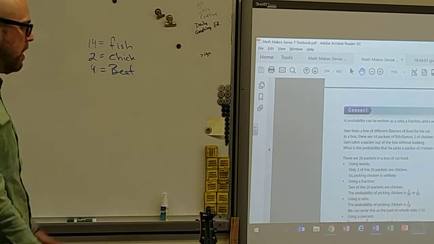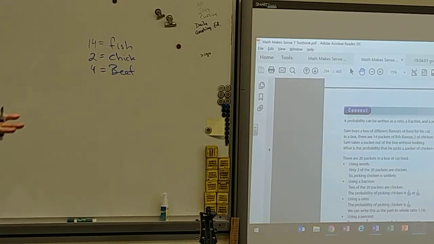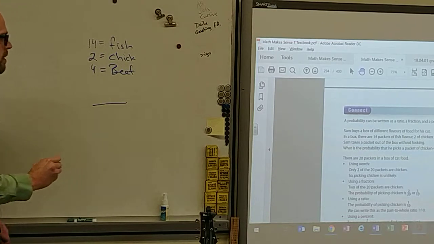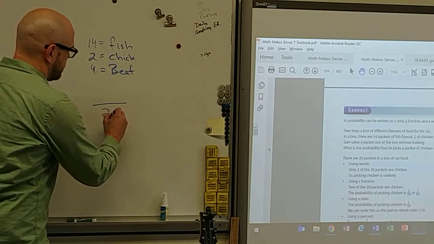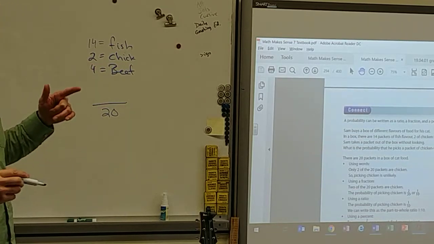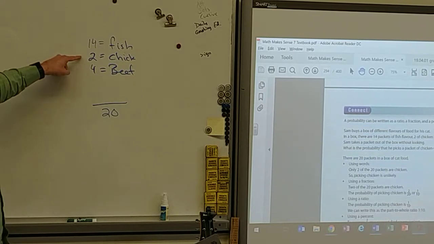What do you think? What are the odds of having a chicken flavor? I'm gonna think out loud while some of my students think about this. Especially Otto there. Otto's always thinking. Here we go. How many pieces do we have total? 18. It's 20. We've got 20 pieces. We got 14 fish, 2 chicken, 4 beef, so it's 20 pieces. Now he's gonna pull out a packet. What are the odds he pulls out the chicken?